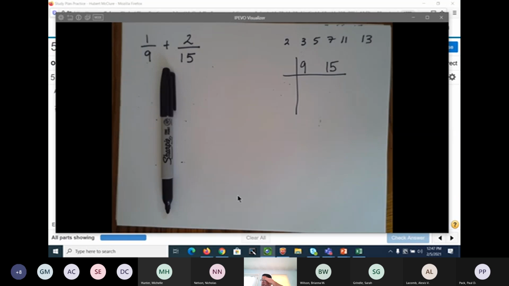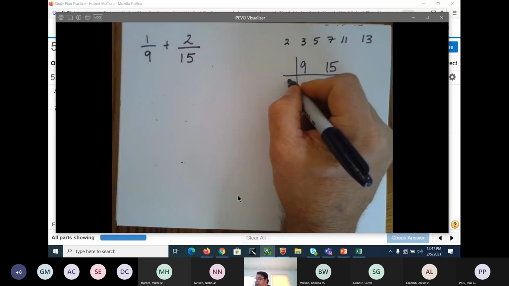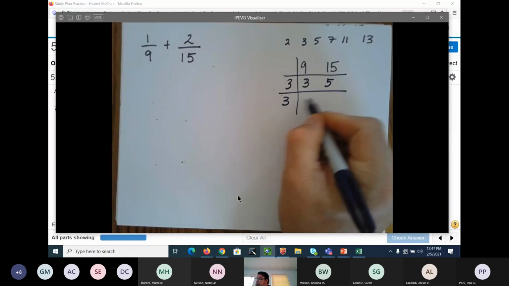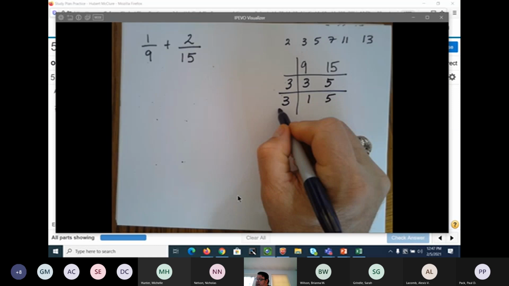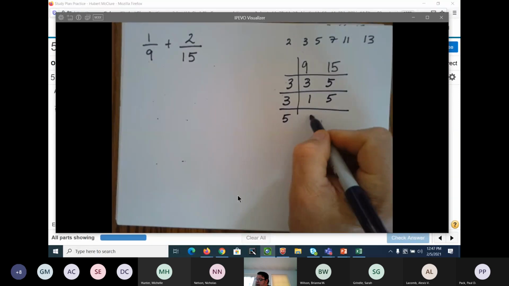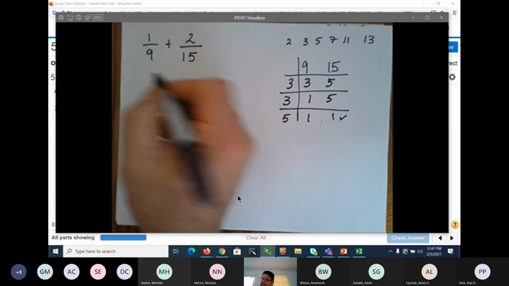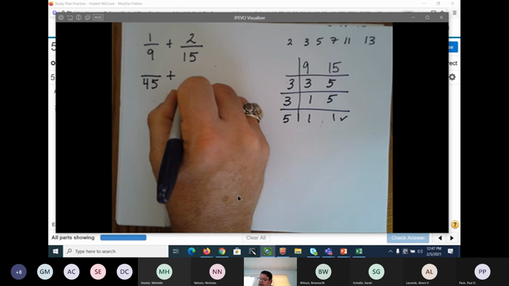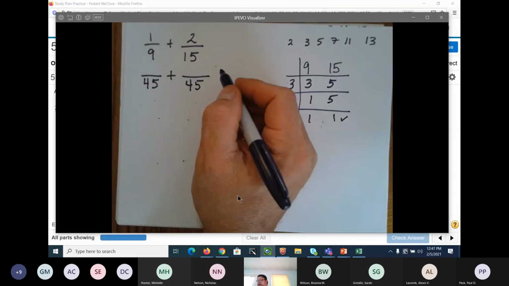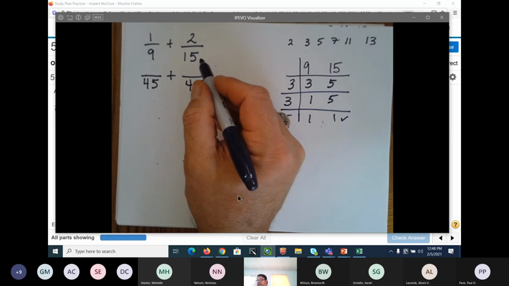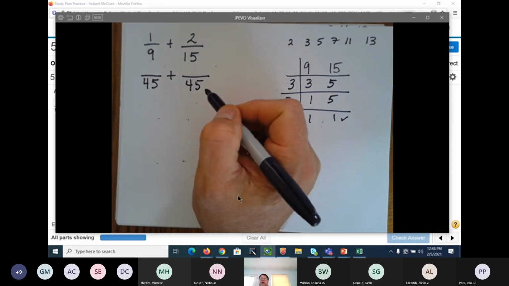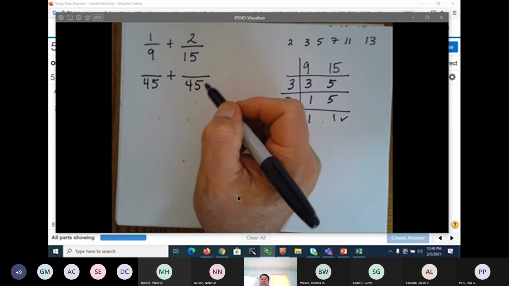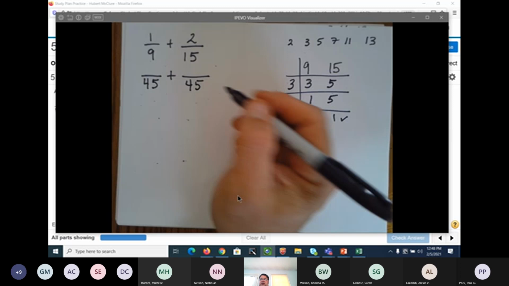All right, so 3 will go into 9 3 times. 3 will go into 15 5 times. 3, 1, and 5. And 5, 1, and 1. So 9 times 5 is 45. Now see, if you didn't know how to do it the correct way, you would have multiplied 9 times 15, which would have gave you 135. And see, that would have been a big number. And not many people know how many times 9 will go into 135, even though it's 15. And 15 will go in 9 times.